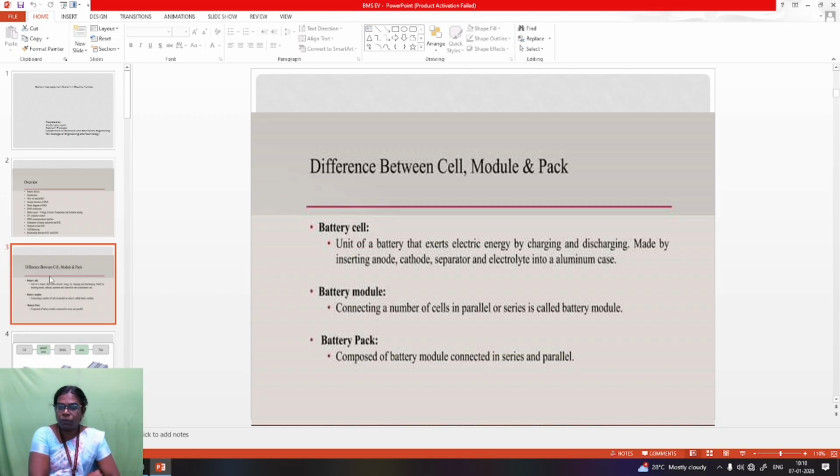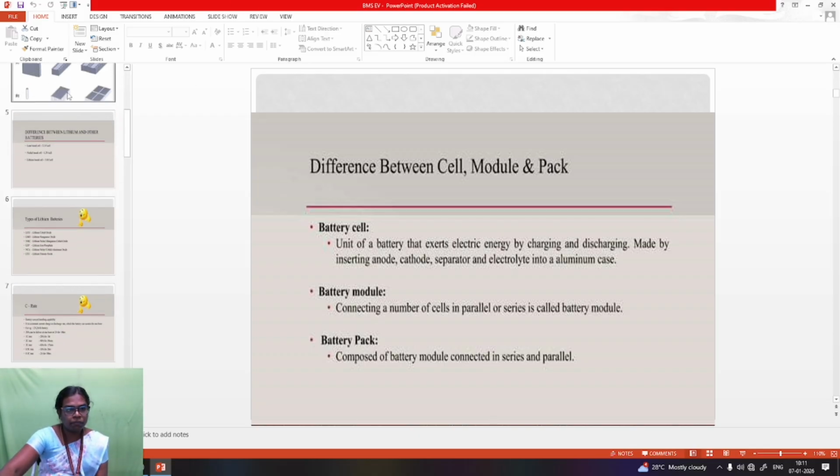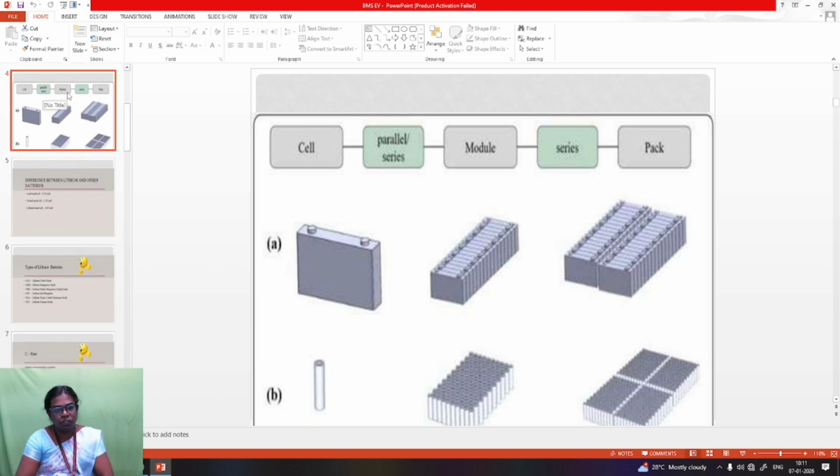And battery module: connecting a number of cells in parallel or series is called a battery module. And battery pack: the battery modules are connected in series and parallel. So these are the differences between the battery cell, battery module, and battery pack. Now let's see the battery structure.